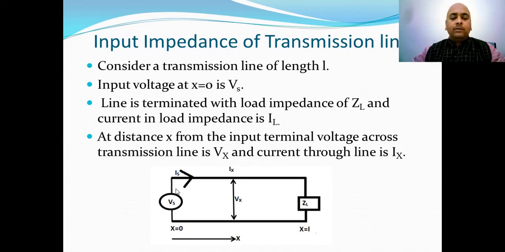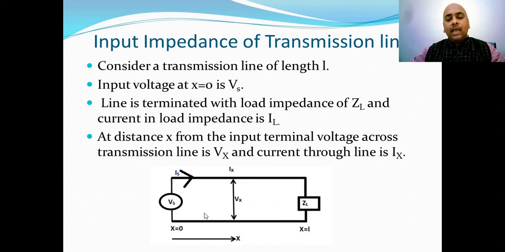The input voltage applied at the input, that is at x equal to 0, is Vs, and the resulting current at the input due to the applied voltage Vs is Is. The line is terminated with load impedance ZL and the current in the load impedance is IL.